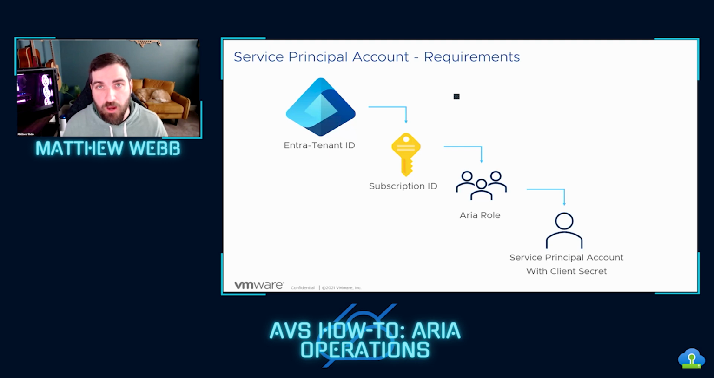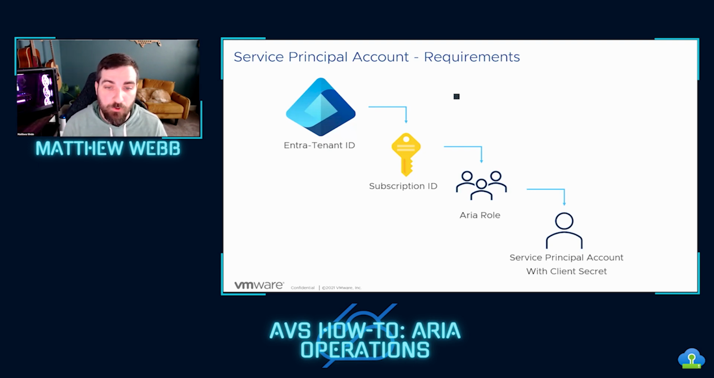Here's an idea of all the objects that will be involved in the creation of a service principal account and the things that you will need to fill out the fields in Aria. You have an Entra ID tenant, and you're going to need the Entra tenant ID to plug into Aria. You'll need the subscription ID, which is sort of a child of your Entra ID tenant. You'll have a role that you create specifically. It's a custom role for this Aria service principal account that will have specific permissions to the AVS services so they can get the information that it needs.